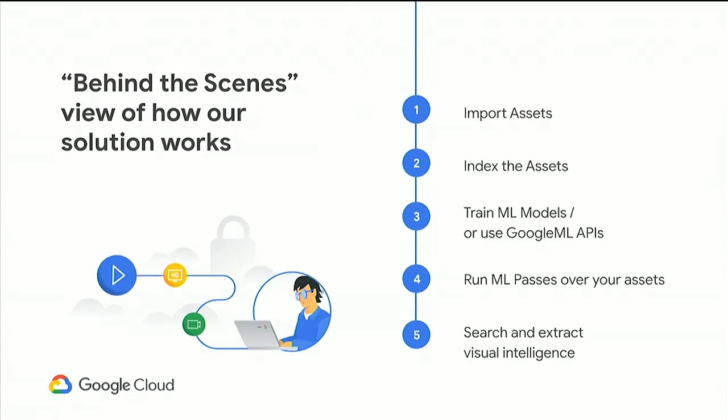So behind the scenes, how the solution is going to work. First, you'd import the assets into Google Cloud, then index them. There's a clipifying process where we create proxies. So you might have a 2-hour file, but we'll create 3 5-second clips of that content. Just proxies, though, so we're not transcoding. We're not creating additional burden there. Then we can either use the Google ML APIs off the shelf or train our own models, and we'll actually show you both. We'll run all those ML passes over the content, and then you'll have the search capability across your entire archive.